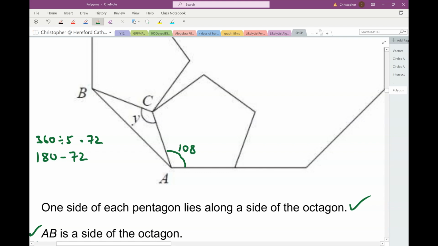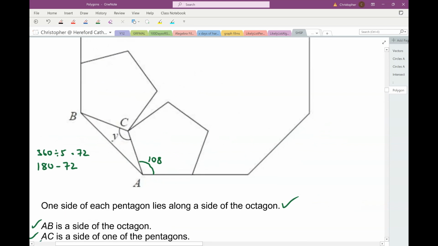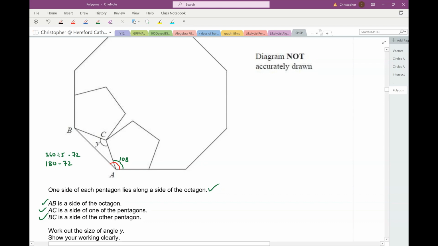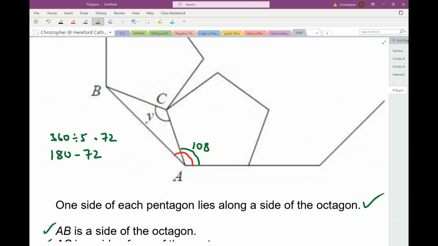So that interior angle there is 108. Good. Now, could I work out the size of this red angle here? I think I could, because that red angle is the interior angle of the regular octagon. The exterior angle is 45, so the interior angle is 135. So that red angle is 135. That means this angle here, which I'll shade in blue, is the difference between 135 and 108. So it's 27.